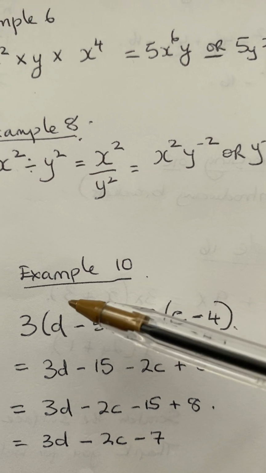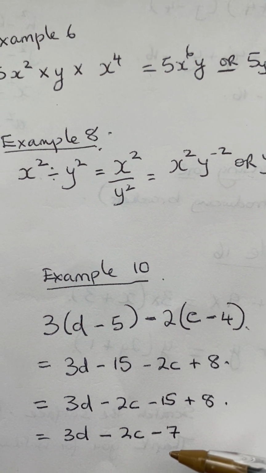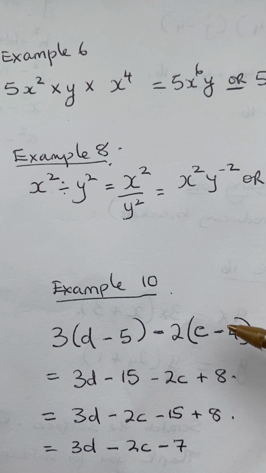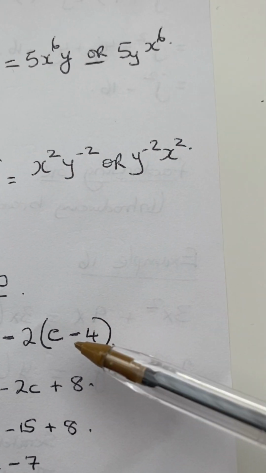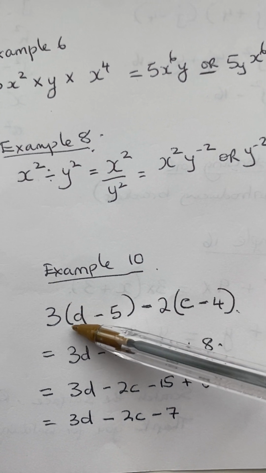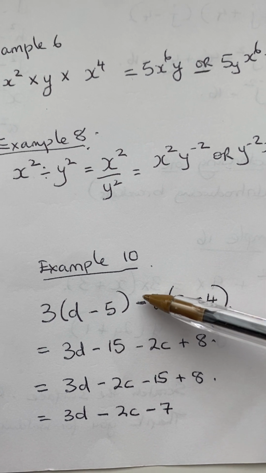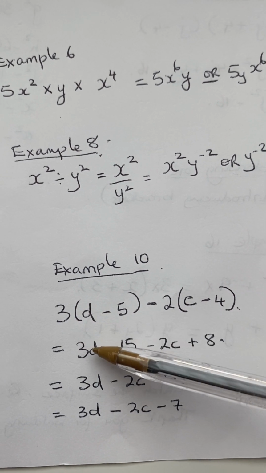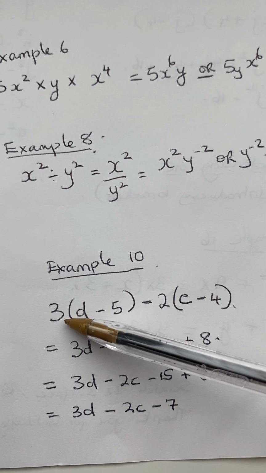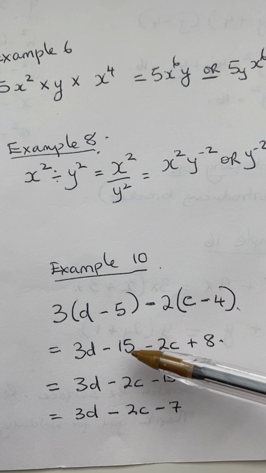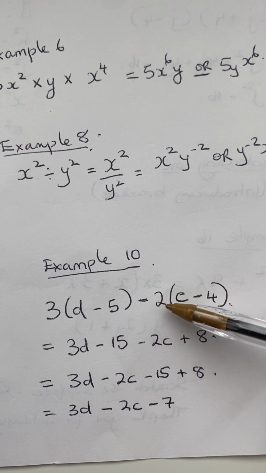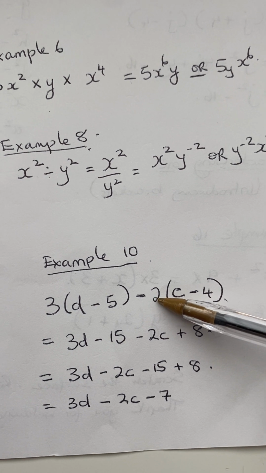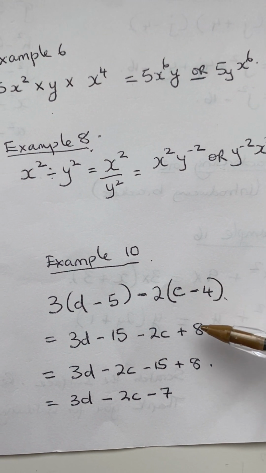Example 10. This is also an example of expand and simplify, but we have two brackets and we have minus, so we have to be careful. Here we have add. This example, minus, so 3 affects everything in this bracket. Minus 2 times everything in this bracket. Okay, so 3d minus 15, okay, minus 2c, add 8, because minus 2 times minus 4 is 8.